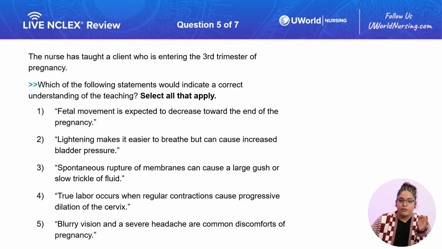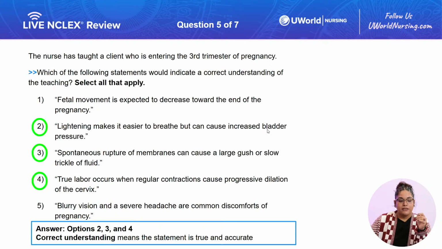All right, so I see you guys dropped a bunch of answers already. We'll jump to the right answer. Alrighty, so we'll go through these options. Option 1 is incorrect. Fetal movement should not decrease. This would be a cause of concern. It's not an expected finding, so this would be a reflection of incorrect understanding of the teaching. Option 2 is going to be a correct answer. Lightening is when the fetus begins to drop down into the pelvis. They're getting ready for birth. So this may make it easier for the mother to breathe because the pressure is moving lower, but as the baby moves lower, it's going to cause more pressure on the bladder.